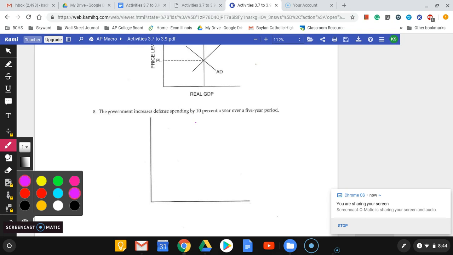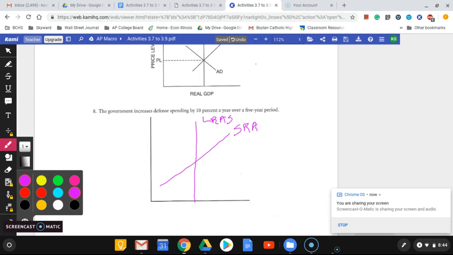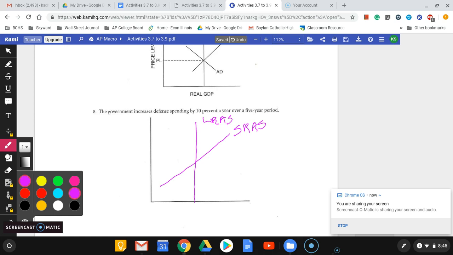So the first thing I want you to do is draw a vertical line. And remember, this represents long run aggregate supply. And then we're going to draw short run aggregate supply, which is upward sloping. And then we're going to also draw aggregate demand, which is downward sloping. Okay, so if the government increases spending, that's going to affect aggregate demand. So aggregate demand is going to shift to the right.